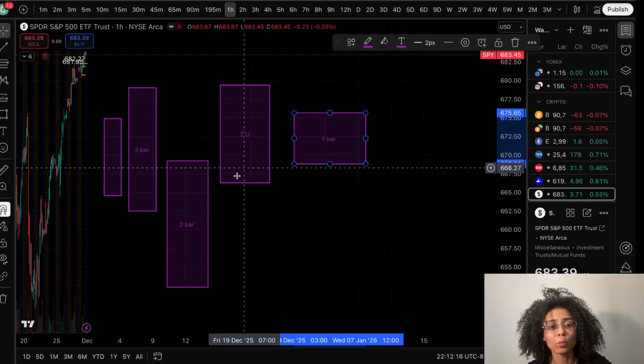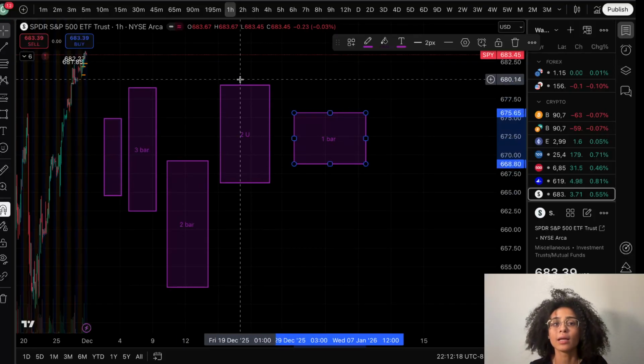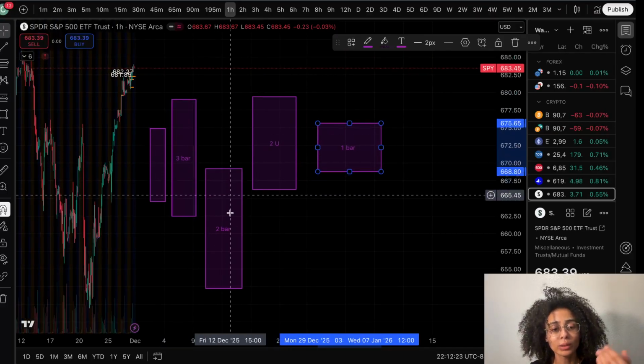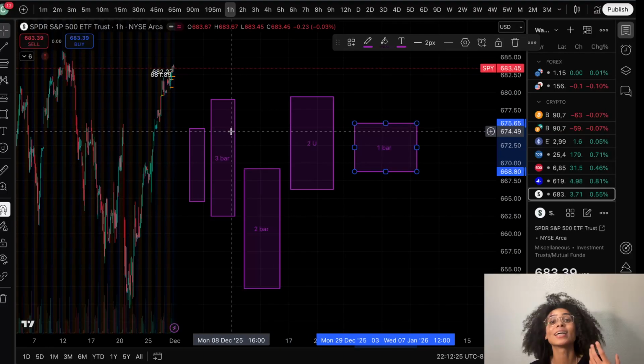So a 2 bar, we have 1 side inside and 1 side outside. The side that is outside is directional. 2 up bar, we went up in price. 2 down bar, we went down in price. A 3 bar, it's outside.